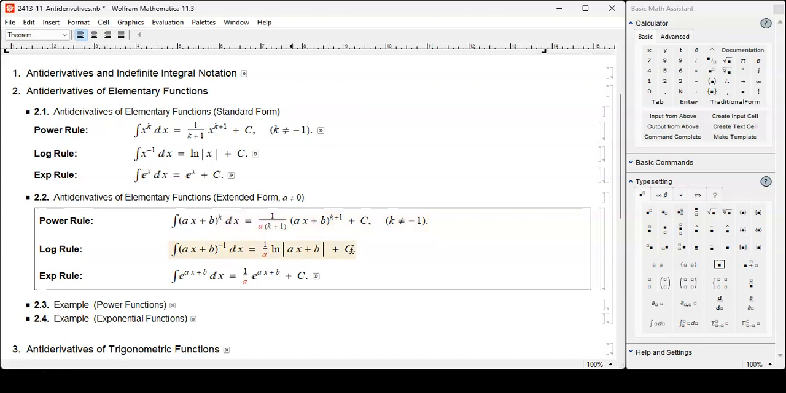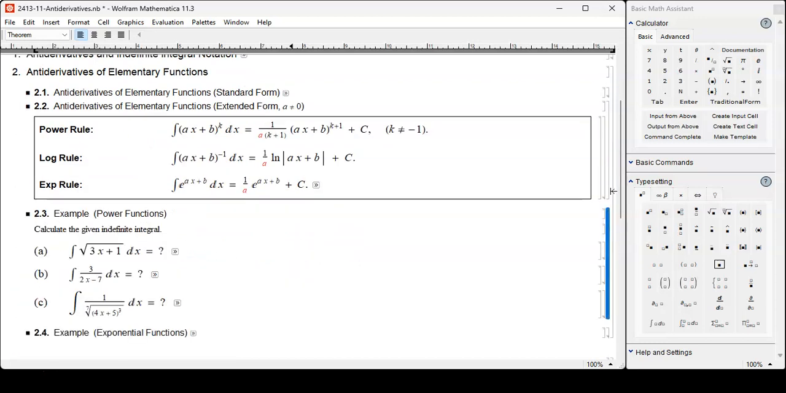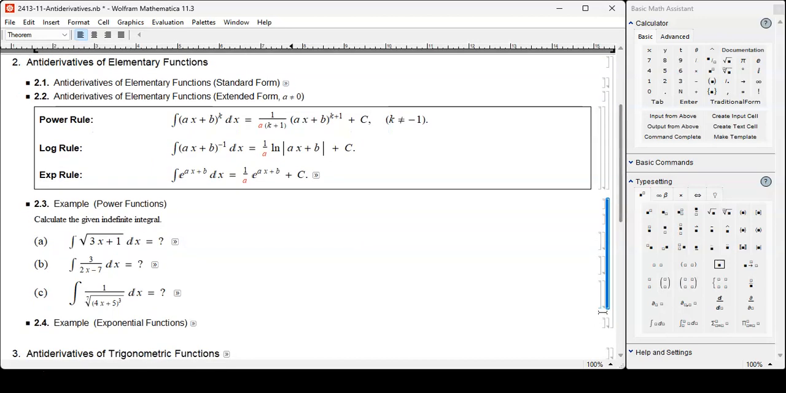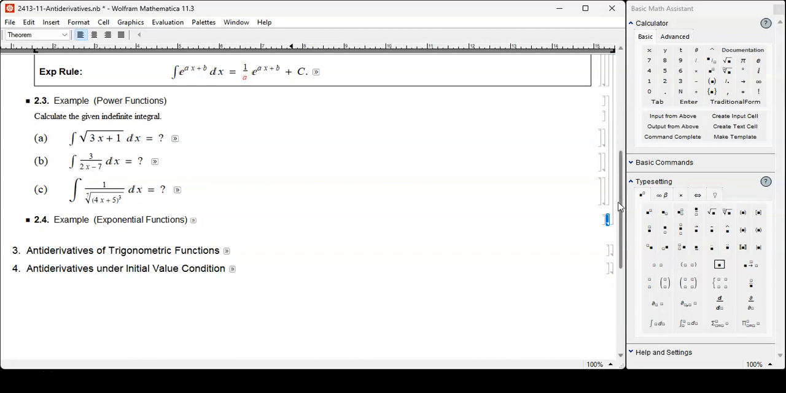So these are a little bit more generalized cases compared with these. If you put a equals 1 here, then you're going to get those. So you can consider these as a little bit more generalized cases. Let's consider some problems associated to these, and here are some problems on power functions, and some problems on exponential functions. One at a time.